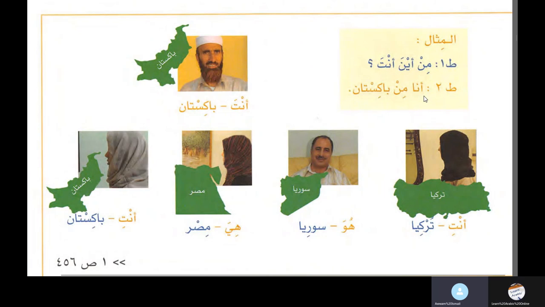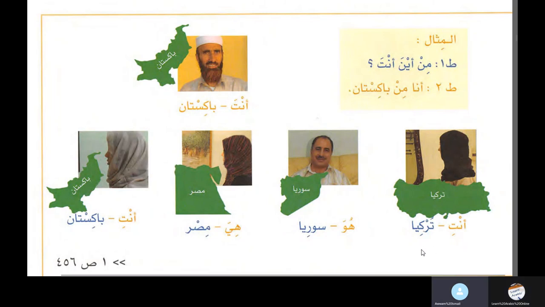Ana min Pakistan. All right. So yes, you use that to answer this question. Okay, now we have a new picture. Listen to me carefully. You will ask this lady this question: where are you from? Ask her. I will ask her a question where she's from. Min aina anti. What will she answer? Ana min Turkey.